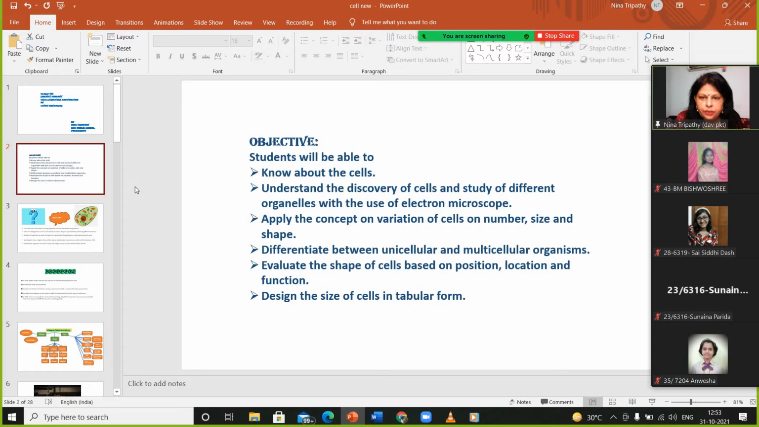Apply the concept and various variations of the cells in number, size and shape. Differentiate between unicellular and multicellular organisms. Evaluate the shape of the cells based on the position, location and function. Design the size of the cells in tabular form. Okay.